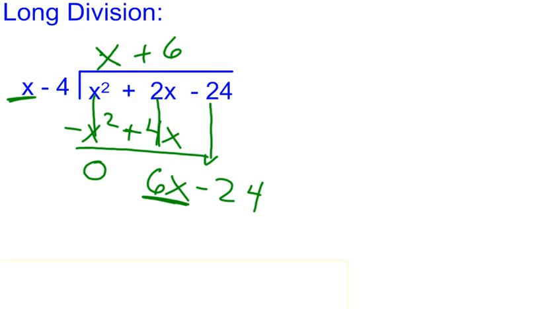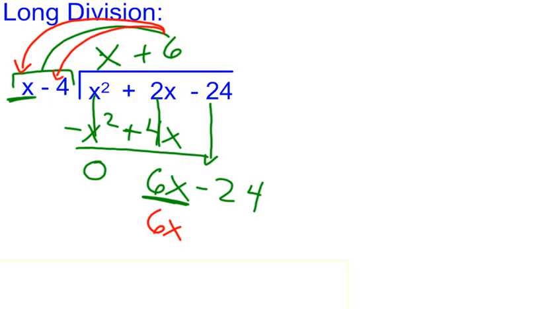Once you got this 6 up here, we then multiply it down again. So I'm going to take this 6 and multiply it by this binomial. I'm going to take the 6 multiplied by x to give us 6x. And I'm going to take the 6 and multiply it by the negative 4 to give us a negative 24.